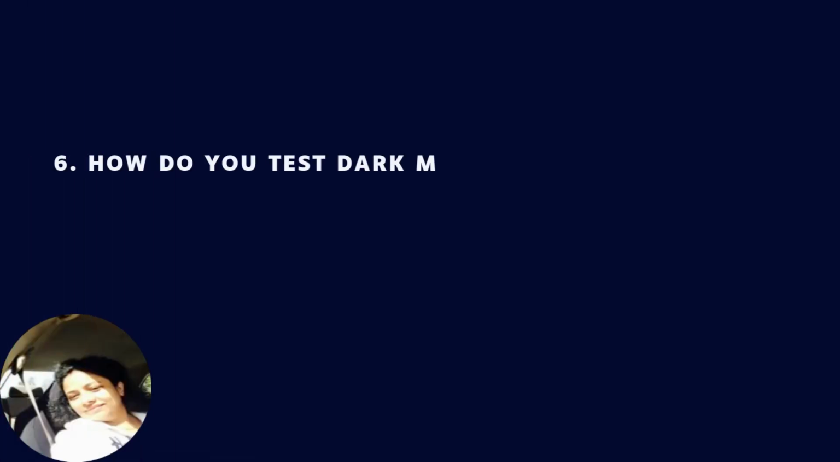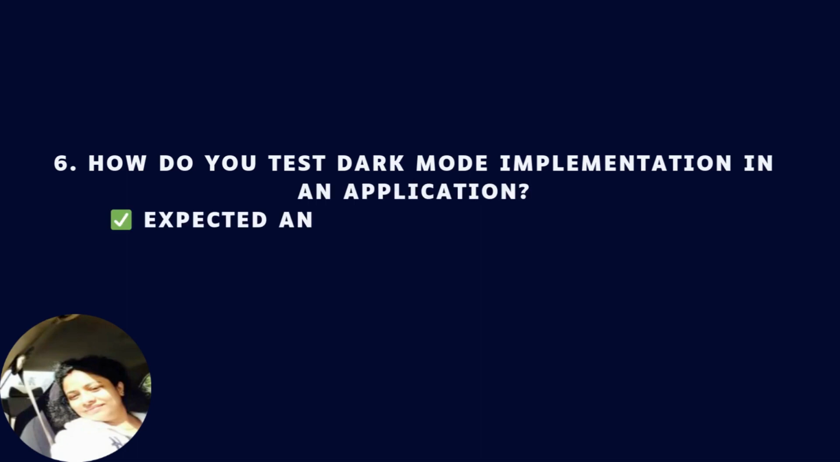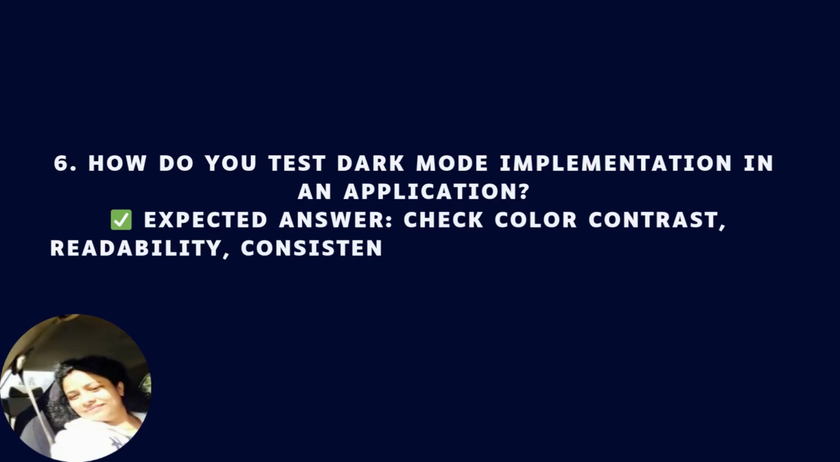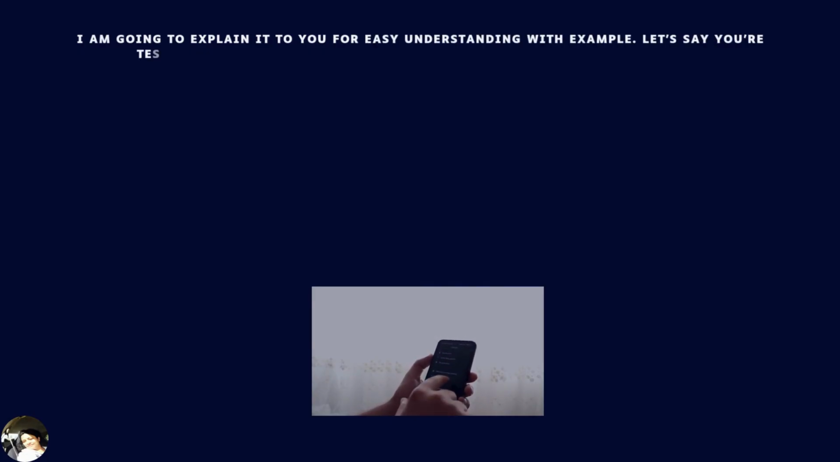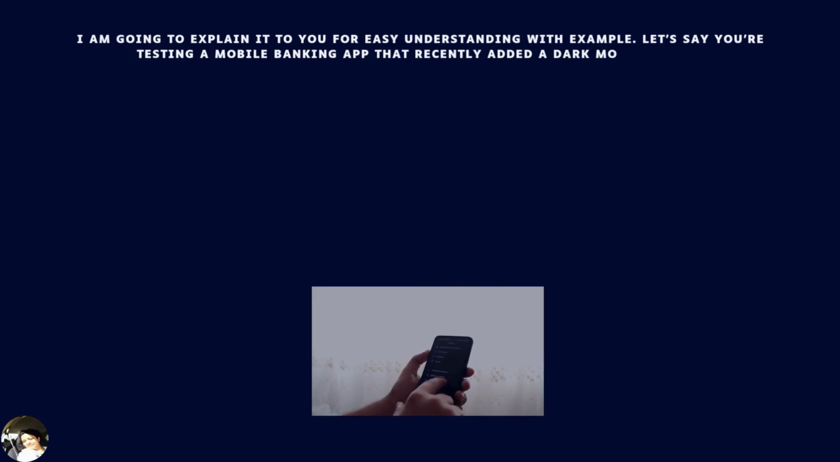Question 6. How do you test dark mode implementation in an application? Expected answer is check color contrast, readability, consistency across components, and switch behavior between themes. I am going to explain it to you for easy understanding with example. Let's say you are testing a mobile banking app that recently added a dark mode feature.